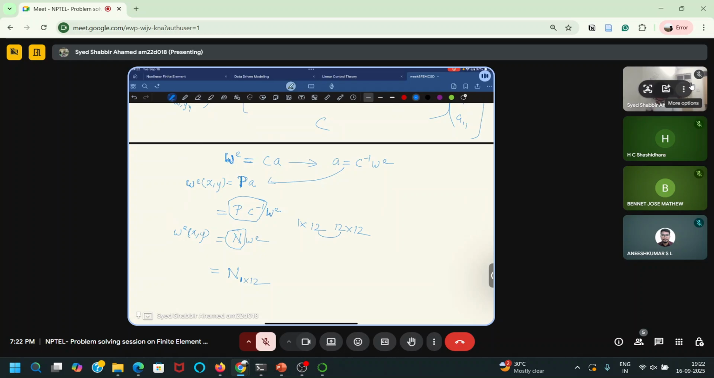To get the shape functions. I hope that is clear. Do you have any doubts in this? How to get the shape functions?